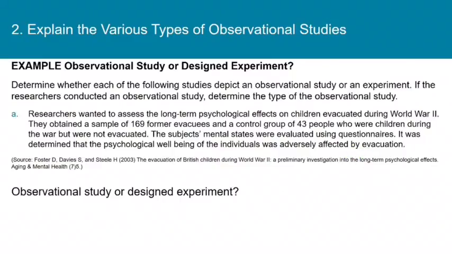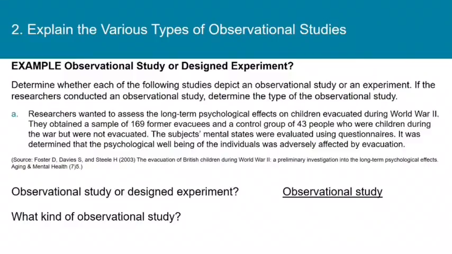Okay, is this an observational study or a designed experiment? Well, the question we need to ask ourselves is, was there any treatment applied? And there was not a treatment applied. In other words, all they did was evaluate their mental state using questionnaires. They did not try to affect their mental state. So this is going to be an observational study. And since it's observational, now we can ask the question, what kind of observational study is it?